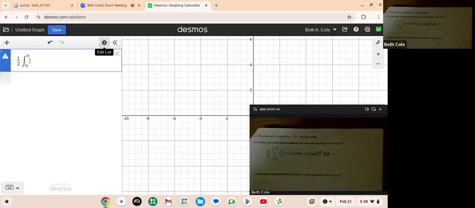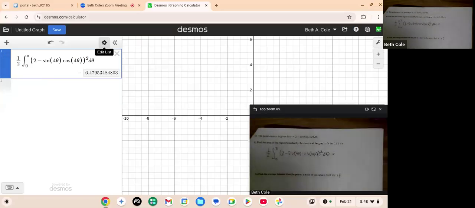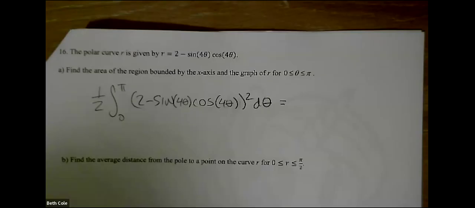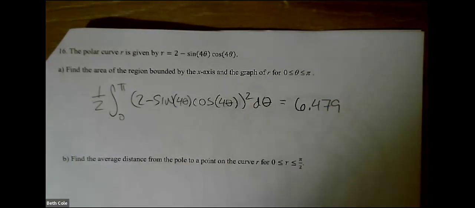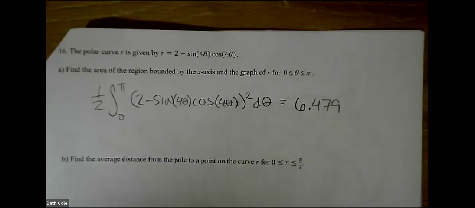So we're going 0 to pi. We want that r equation, 2 minus sine 4 theta, cosine 4 theta, squared, d theta. All right, 6.479. I like that question. It's simple. They gave you everything that you need. All you have to do is set it up and put it in the calculator.